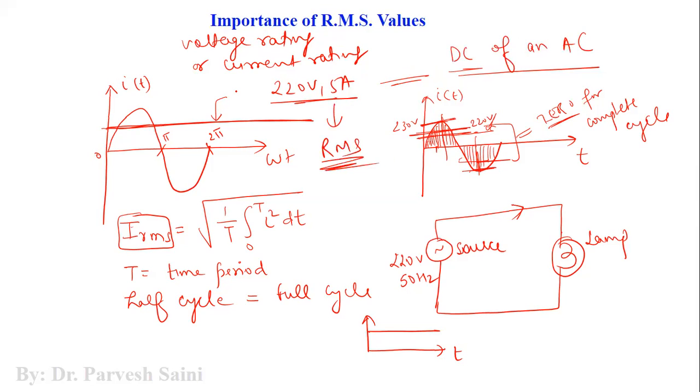It does not indicate the peak value. It does not indicate the instantaneous value. It does not indicate the average value. It indicates the RMS value. A second thing is that RMS value basically indicates the effective value of the alternating signal. So that is why we call it the effective value also.